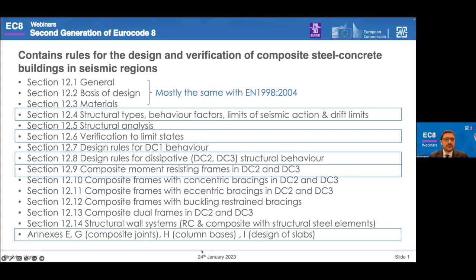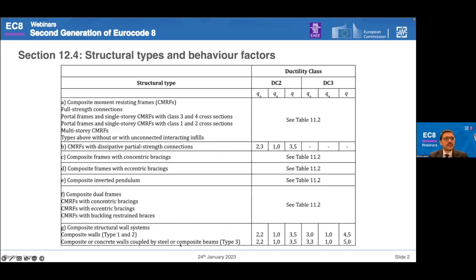I'd like to say that the general design rules follow chapter 11 that you saw by Professor Landolfo. So with regard to structural types and behavior factors, the general structure is fairly similar with structural steel systems, with the exception here that now we have composite moment resisting frames with dissipative partial strength connections that are only allowed in DC2. But although in DC2, you still have to do a capacity design verification at the composite joint. Moreover, the chapter covers composite structural wall systems with the appropriate behavior factors that we also see here tabulated.